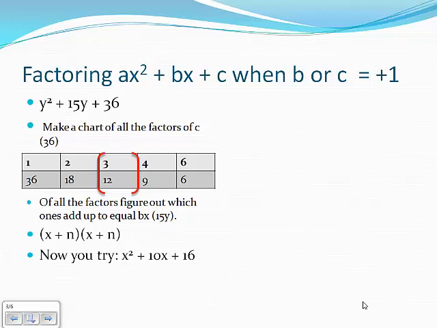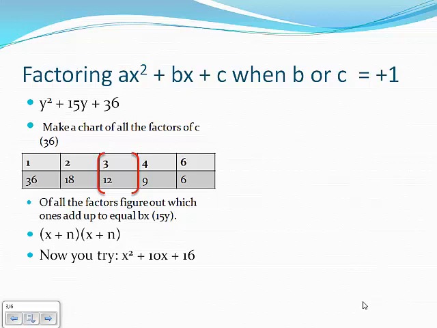Factoring ax squared plus bx plus c when b or c is a positive 1. For example, in the problem y squared plus 15y plus 36, you need to make a chart of all the factors of c, which is 36. So that is 1 and 36, 2 and 18, 3 and 12, 4 and 9, 6 and 6. And from these, you choose the ones that when added together will equal 15. So of all the factors, 3 and 12 add together to equal 15.